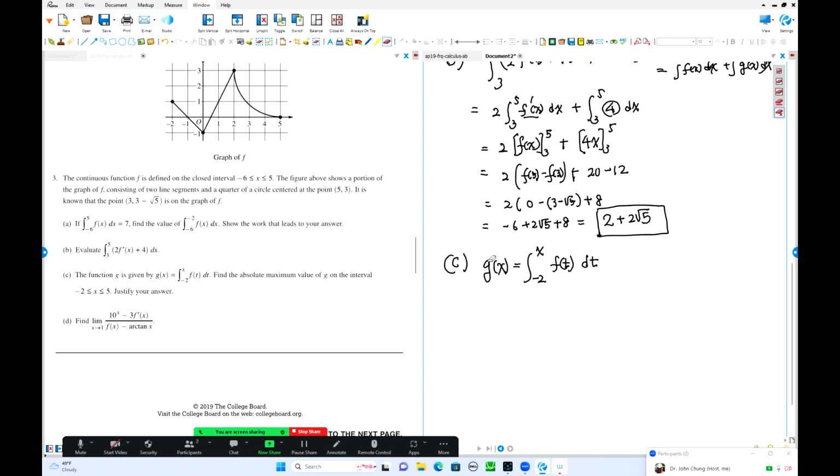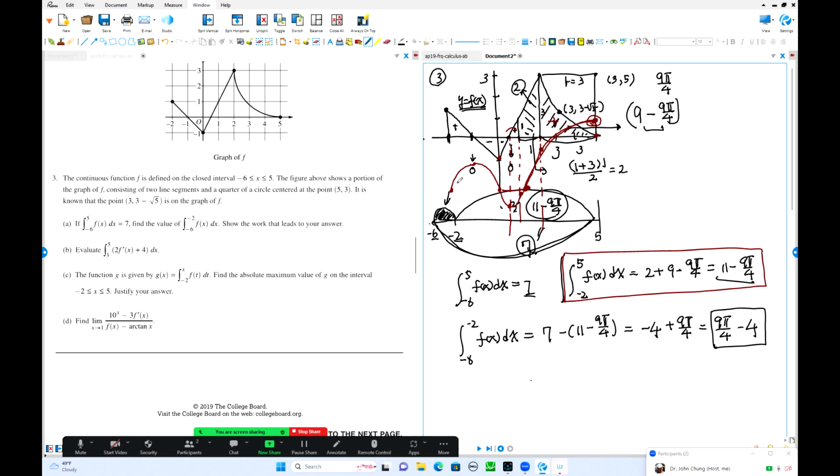So the absolute value at x equals 5, the last one, has 11 minus 9 pi over 4, right? That's the absolute value. It's okay, right?